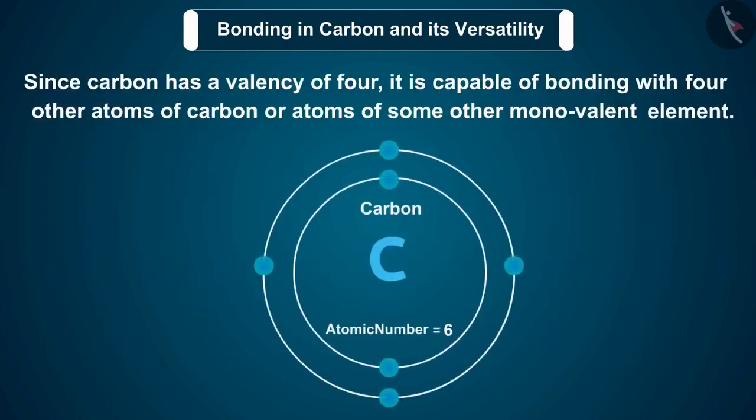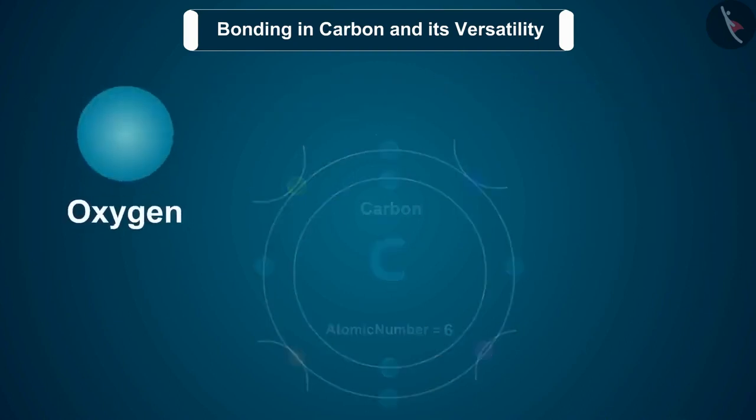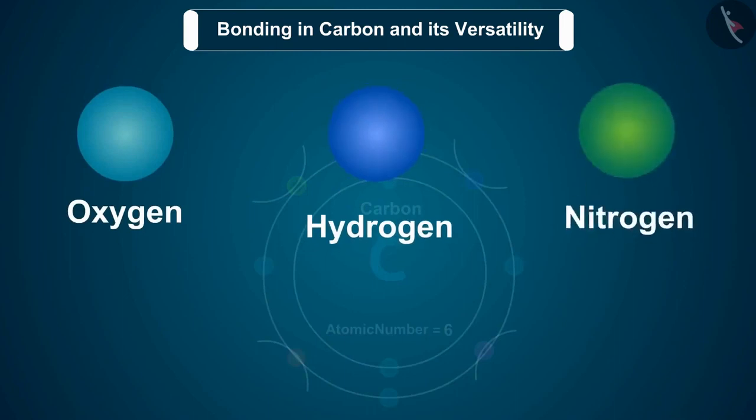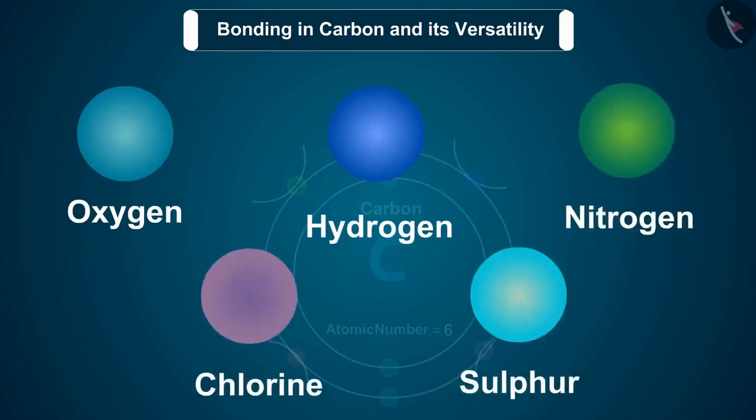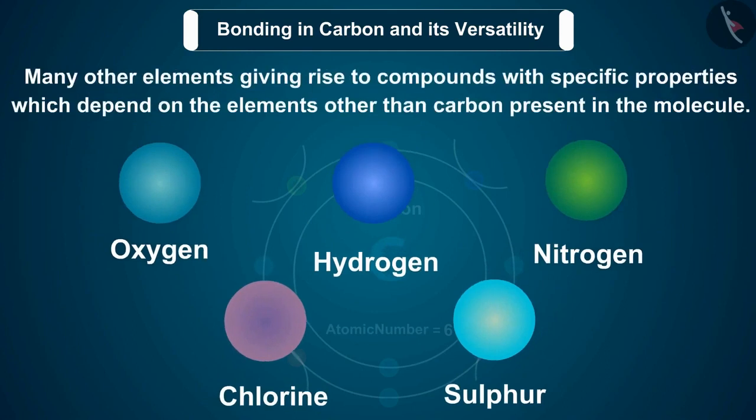2. Since carbon has a valency of 4, it is capable of bonding with 4 other atoms of carbon or atoms of some other monovalent element. Compounds of carbon are formed with oxygen, hydrogen, nitrogen, sulfur, chlorine, and many other elements, giving rise to compounds with specific properties which depend on the elements other than carbon present in the molecule.